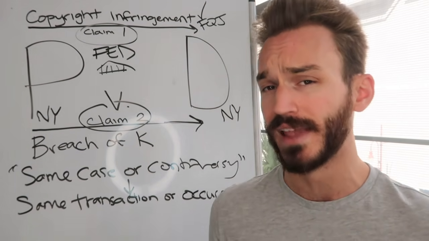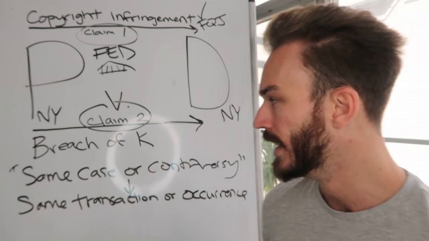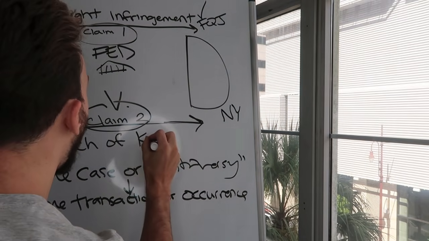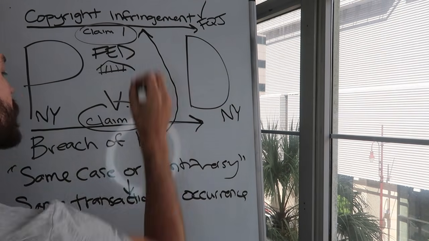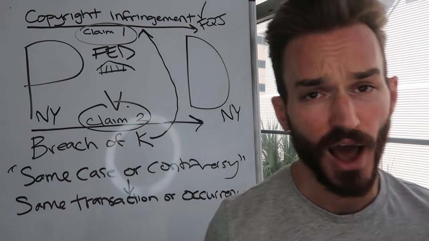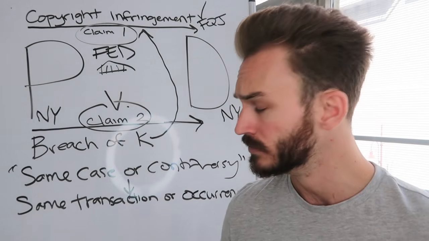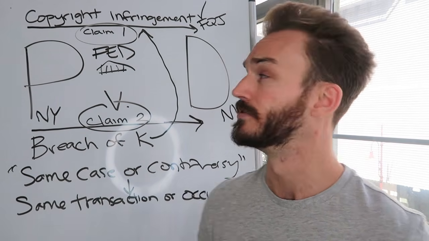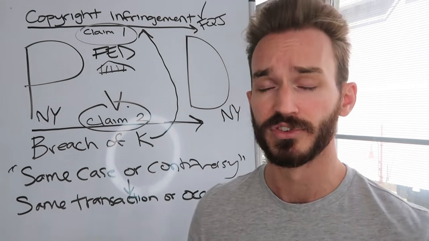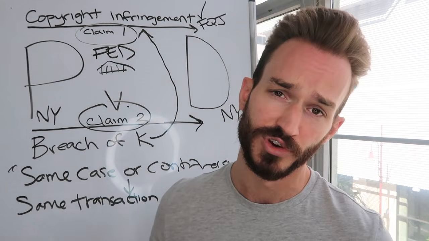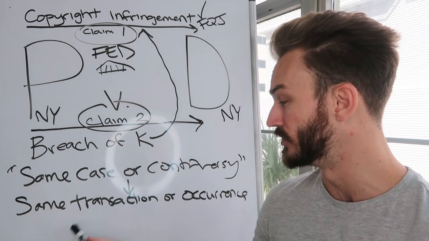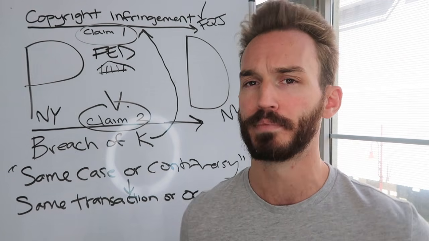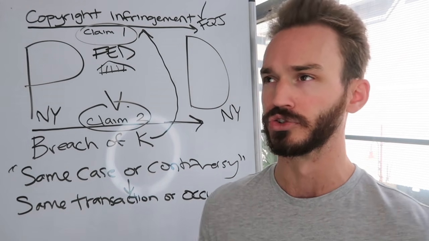So at this point in the analysis, you need to ask yourself, does claim number 2, this breach of contract claim, arise out of the same transaction or occurrence as the copyright infringement claim? If so, then you're going to have supplemental jurisdiction over the breach of contract claim. If it doesn't, you're not going to have supplemental jurisdiction over the breach of contract claim. So how do you determine what same transaction or occurrence is? Let's just think about 2 fact patterns really quick here to illustrate this.